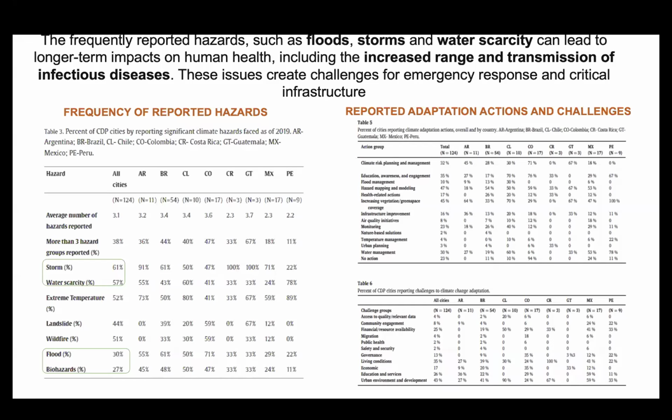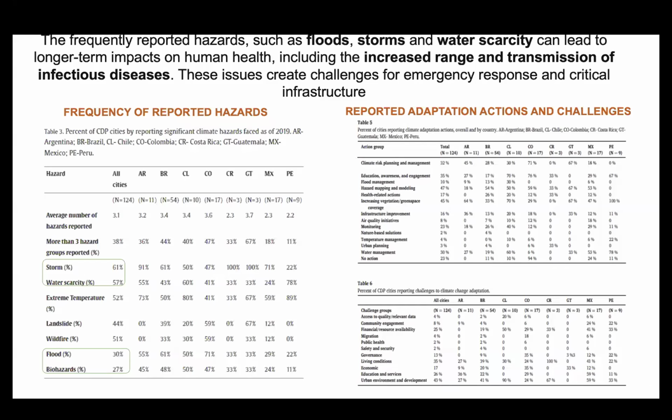So here is just to briefly show you how we did it, with the frequency of reported hazards, and also when we look at the reported adaptation actions and challenges. First we look at how often you encounter each one, and which ones you encounter. And these all come from the survey, okay? And then we also look at what kind of adaptation actions you are taking, and what kind of challenges you are facing.